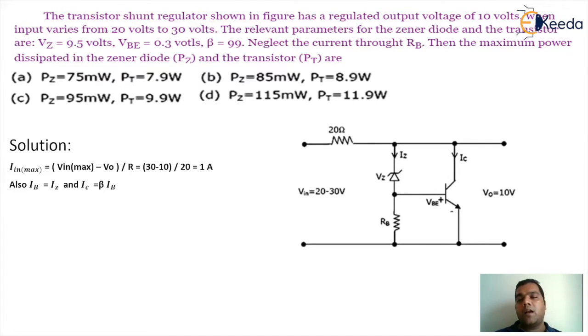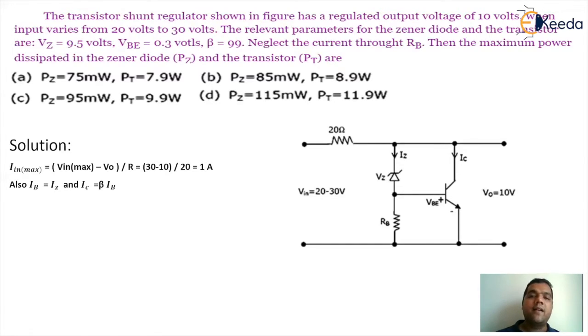Also, the current flowing through the Zener will be considered same as the base current. The reason being, it is clearly mentioned that we are going to neglect the current flowing through RB. Actually, the Zener current after flowing through the Zener at the base node was splitting into two parts, one going inside the transistor and one going through RB. But as per the data given, we can neglect the current flowing through RB. So we can say that IZ is going to be as good as IB.